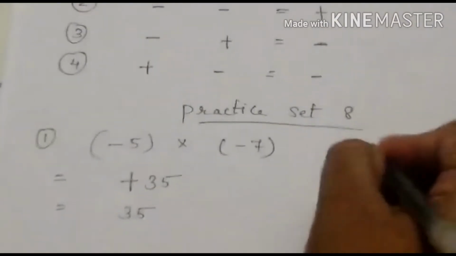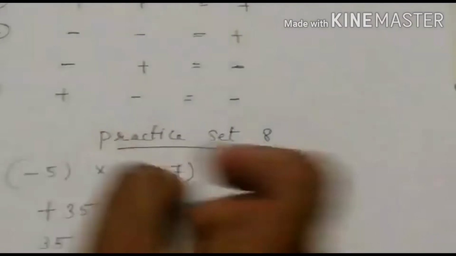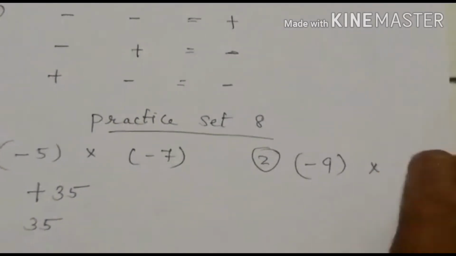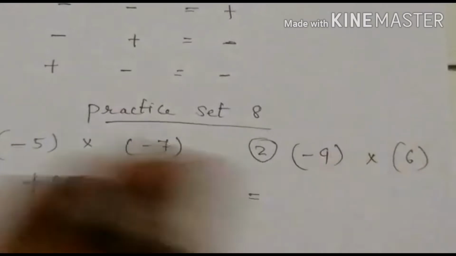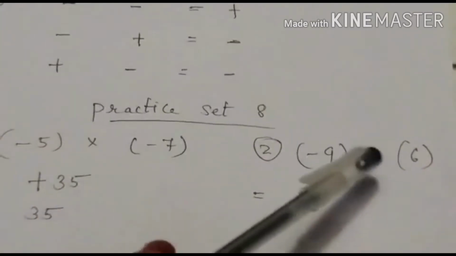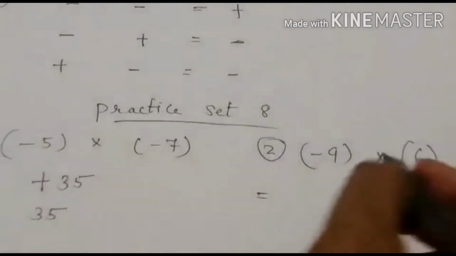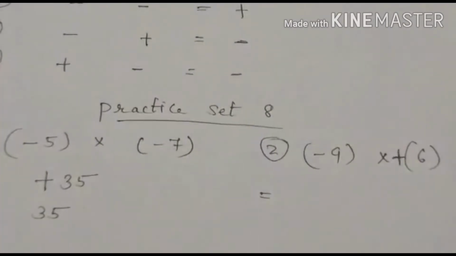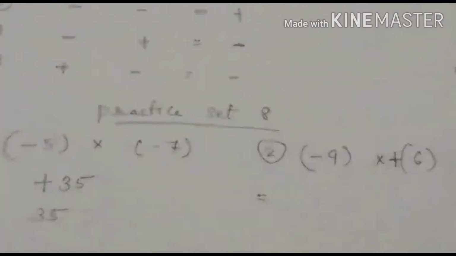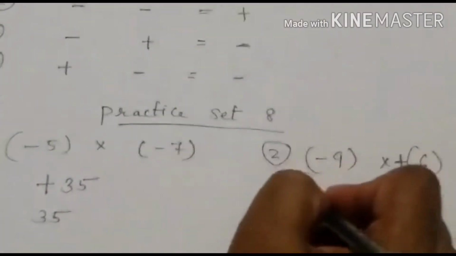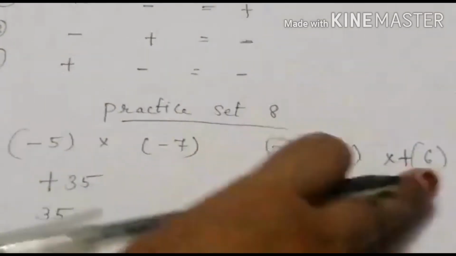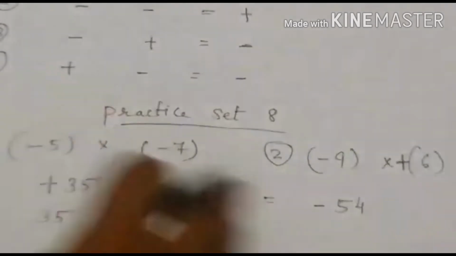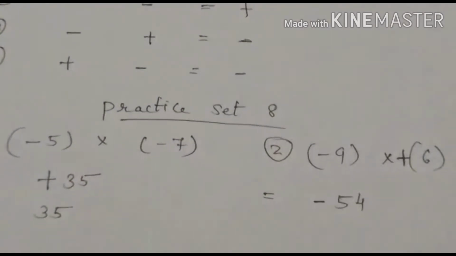Second example. Minus 9 multiplied by 6. Here nothing is there, so it is plus. So minus plus is what? Minus plus is minus, so we'll put the sign minus. Multiply the numbers. 9 sixes are 54. So the answer is minus 54.